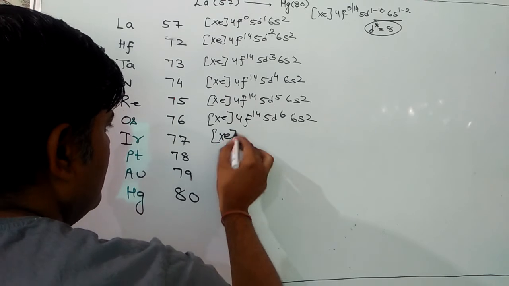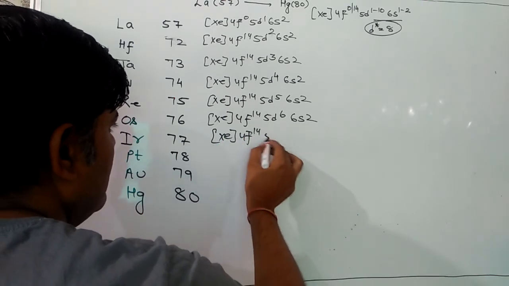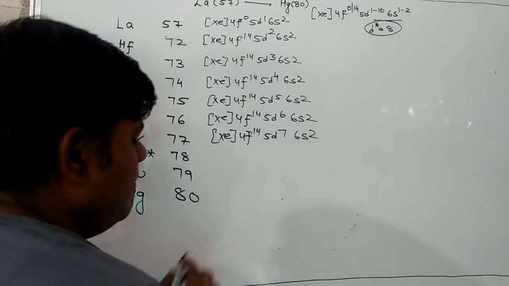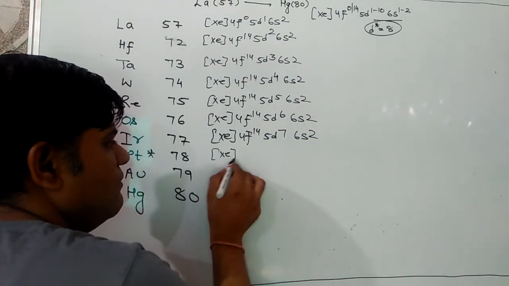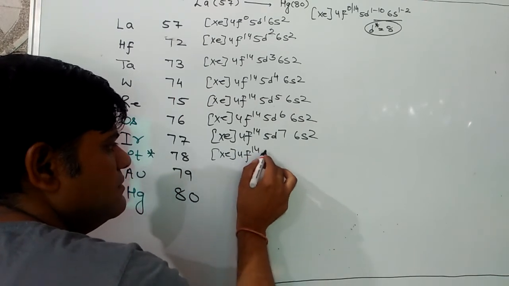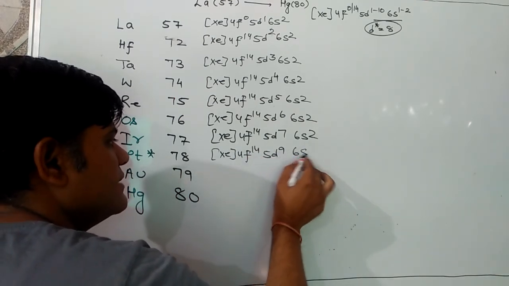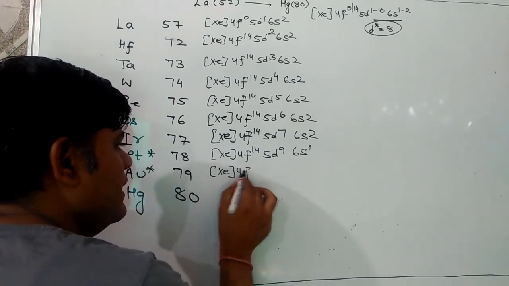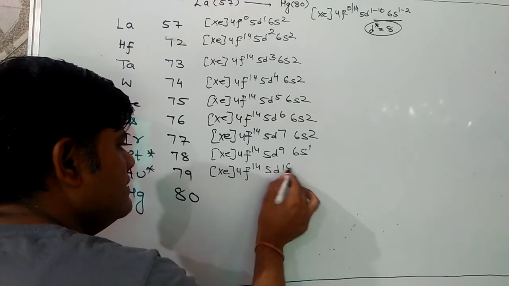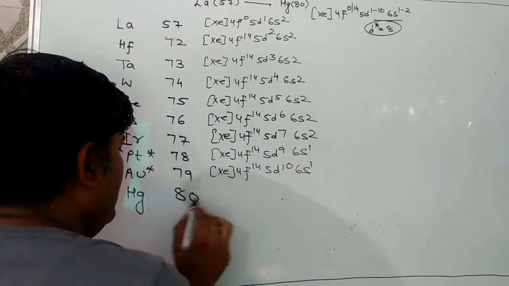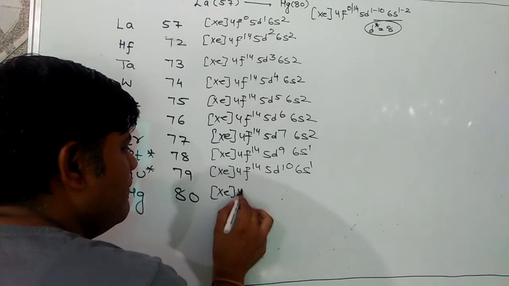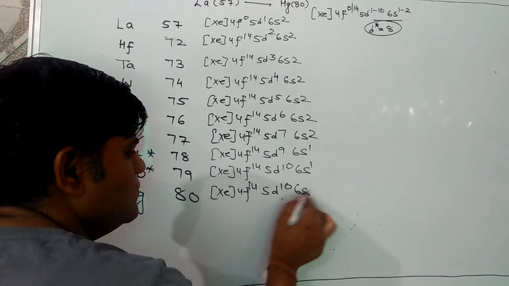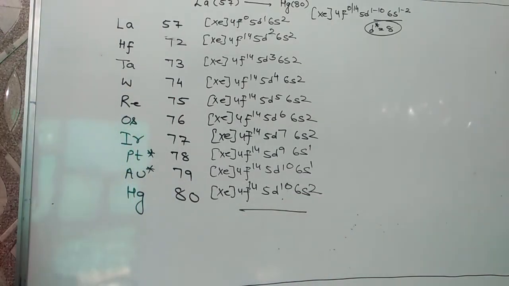For iridium, xenon 4f14, 5d7, 6s2. Next one is exceptional, platinum: xenon 4f14, 5d9, 6s1. Gold is also exceptional: xenon 4f14, 5d10, 6s1. And for mercury, it will be xenon 4f14, 5d10, 6s2. This is the third transition element series.